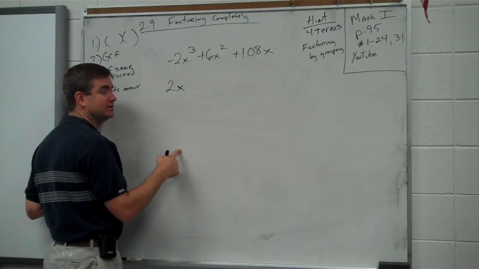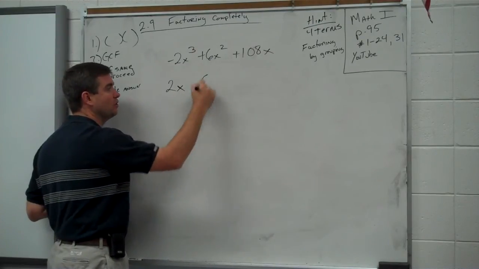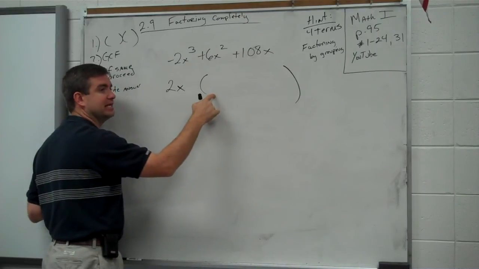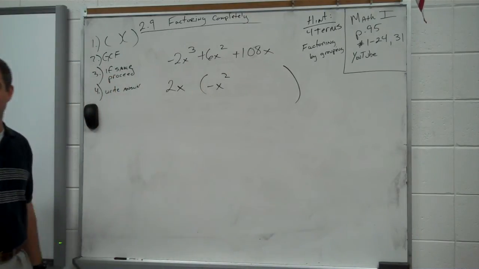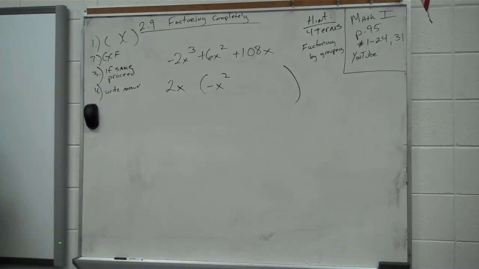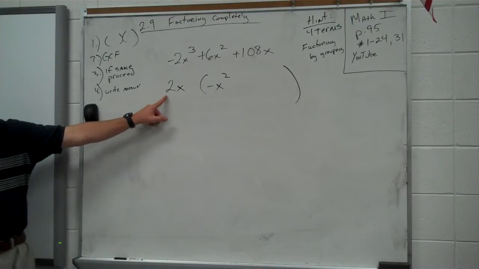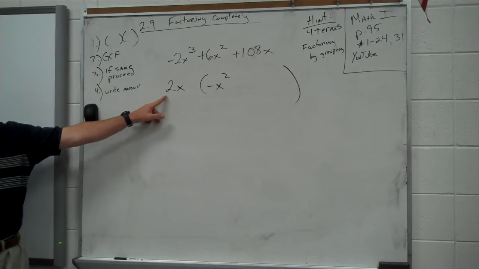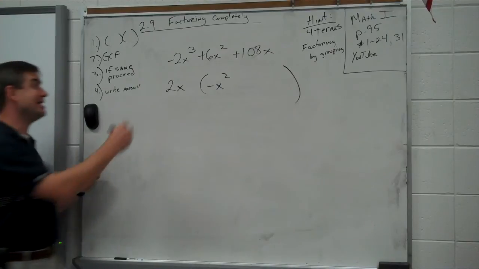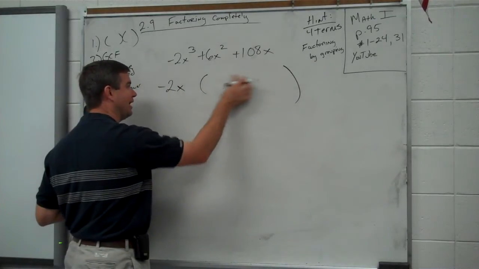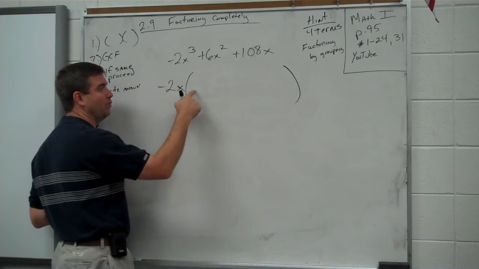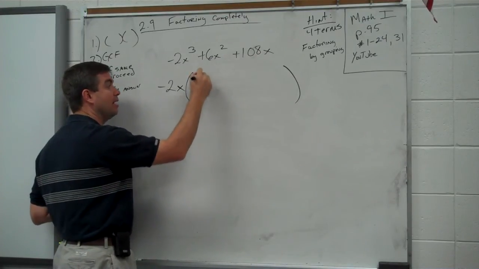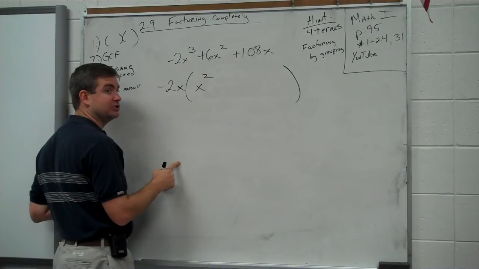Here's the dilemma. If I pull out a 2x, what's going to be my first term inside the parentheses? Negative x squared. Is that what I want inside my parentheses? Do I ever want to try to factor when x squared is negative? No. So I have a choice here. Instead of pulling out positive 2x, what could I pull out? A negative 2x, right? And that will make my life a lot easier. I can pull out negative 2x, and what value is going to be here? Positive x squared. This is where it gets tricky.